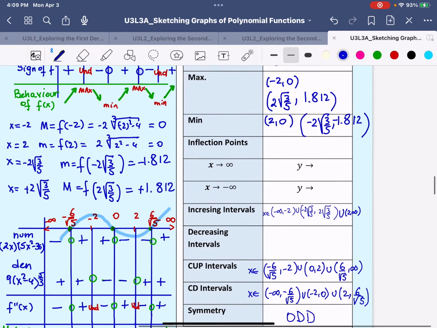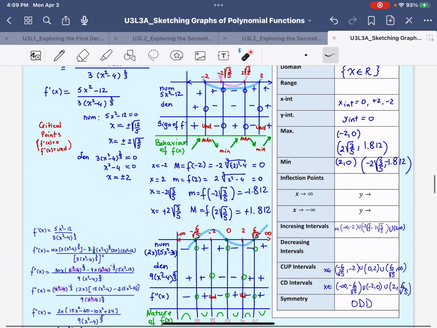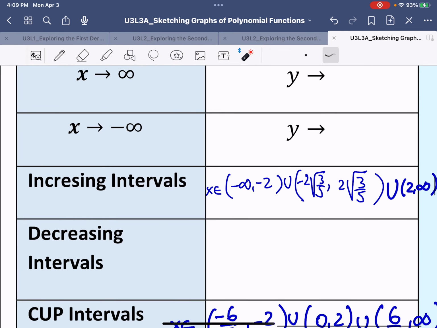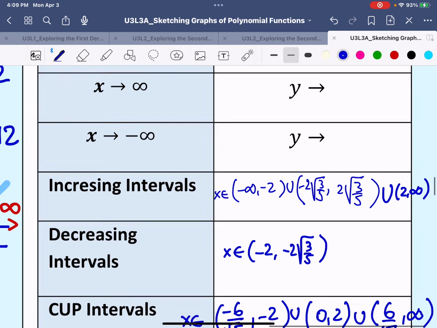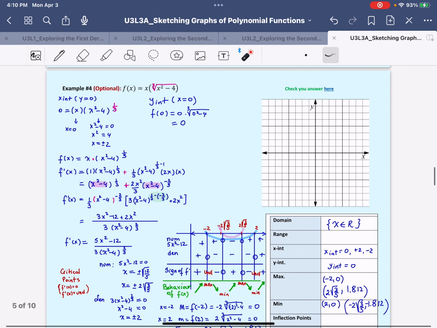So decreasing intervals will be from negative 2 to negative 2 root 3 over 5. And the next decreasing interval is from 2 root 3 over 5 to positive 2.